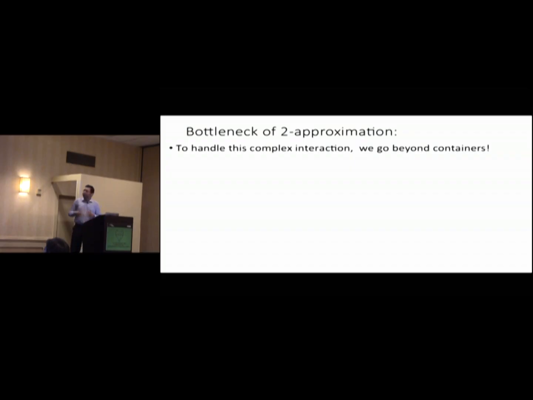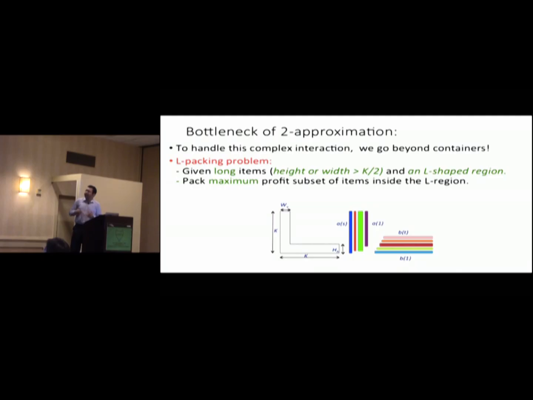So to handle this complex interaction, we go beyond containers. First we define this L packing problem, which says you are given long items which have either height more than k by 2 or width more than k by 2, and you are also given an L-shaped region. And the goal is to pack a maximum profit subset of items inside this L region.